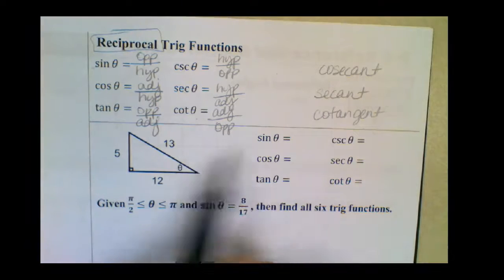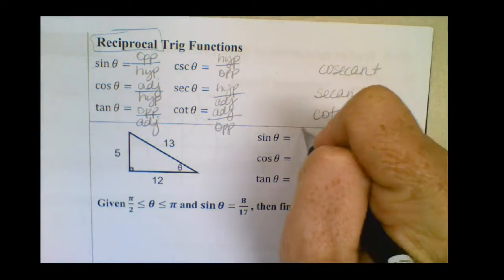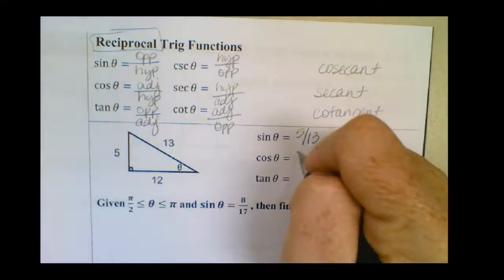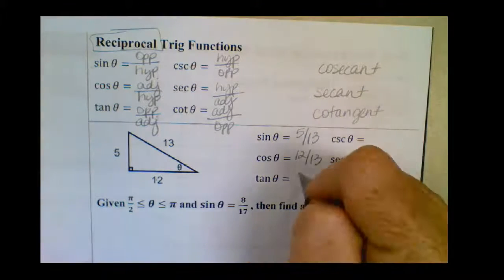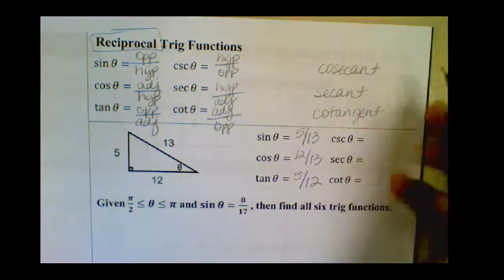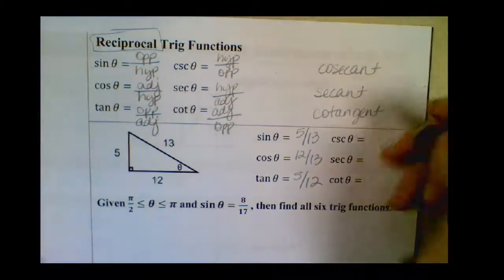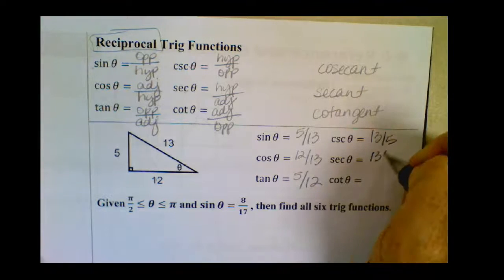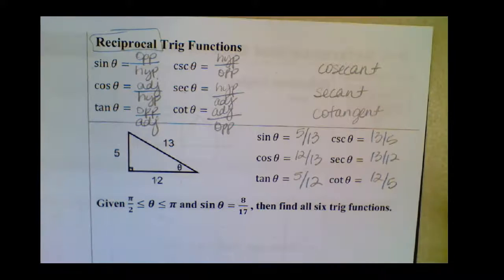Okay, so using theta, sine is our opposite over our hypotenuse, so that would be 5 over 13. Cosine is adjacent over hypotenuse, so that's 12 over 13. Tangent is opposite over adjacent, so that would be 5 over 12. All I'm going to do for these is just take the reciprocal of those relationships. That would be 13 over 5 for the cosecant, 13 over 12 for the secant, and 12 over 5 for cotangent. You want to go back and check that?